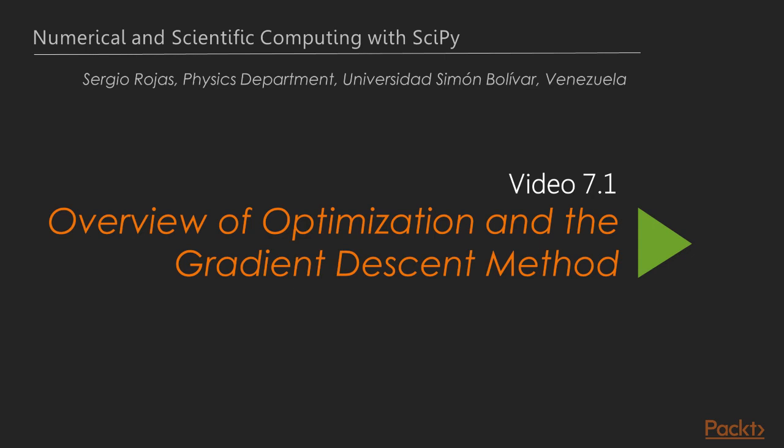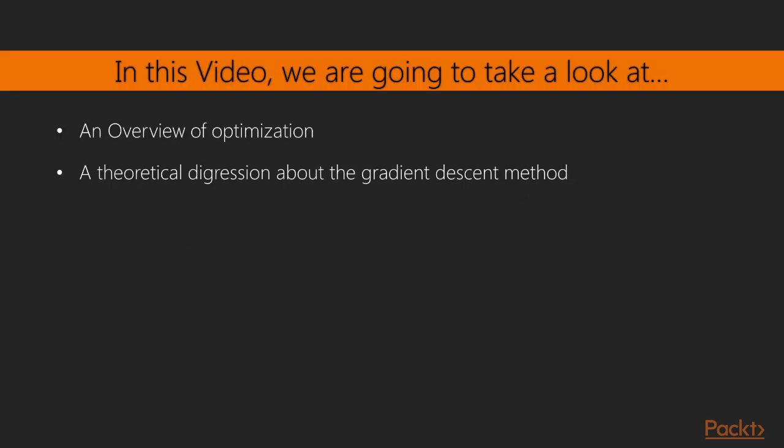Moving on to the first video of the section, which starts with an overview of optimization and the gradient descent method. Specifically in this video, we're going to have fun recalling ideas about optimization. Then we'll set the theoretical basis of the gradient descent method, which we'll program in the next video. We'll be providing an overview of optimization and a theoretical digression about the gradient descent method.